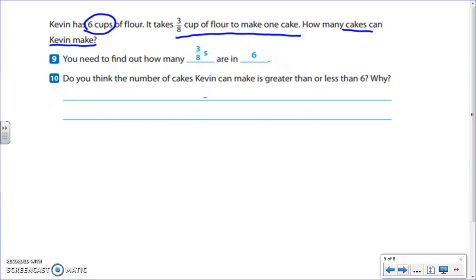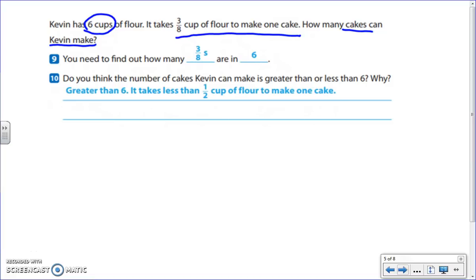I think that the book actually refers to 1/2. I know that 3/8 is less than 1/2 because 4/8 would be 1/2. And I know there are 2 halves in a whole, and so he can make 12 cakes if he had half a cup of flour per cake, which is way more than 6. So I know for sure that I'm going to have more cakes when I'm all said and done.